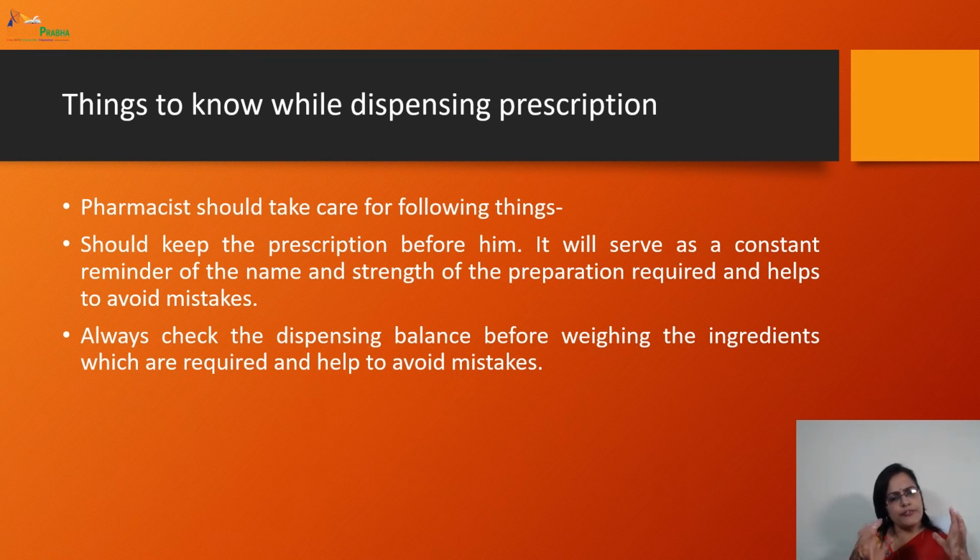Now look at a few things which are important to take care of while dispensing the prescription. Very first thing, always keep the prescription before you. This is for pharmacists. Take the prescription with you while taking out the medicine from the shelf. These are very easy but important things. Always check the dispensing balance before weighing the ingredients which are required, and these things are going to help you avoid mistakes during dispensing.